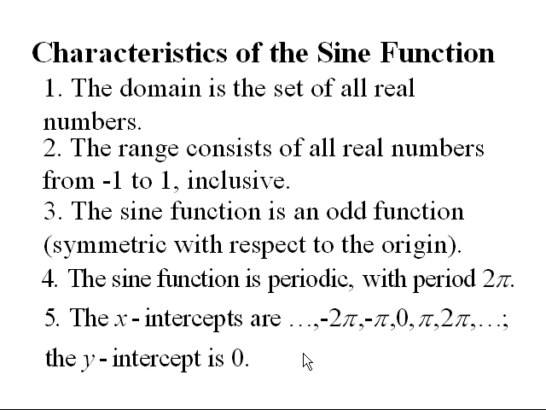And you can list where the x-intercepts are, where that graph crosses the x-axis, and it crosses the x-axis at multiples of pi radians. It crosses the y-axis just once, where it goes through the origin.